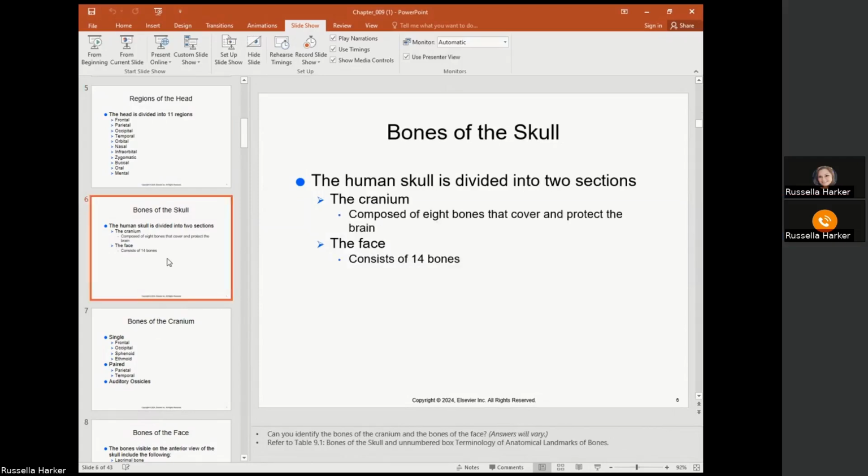The bones of the skull are the cranium and the face. The skull is divided into two sections. The cranium is composed of 8 bones that cover and protect the brain, and the face consists of 14 bones.